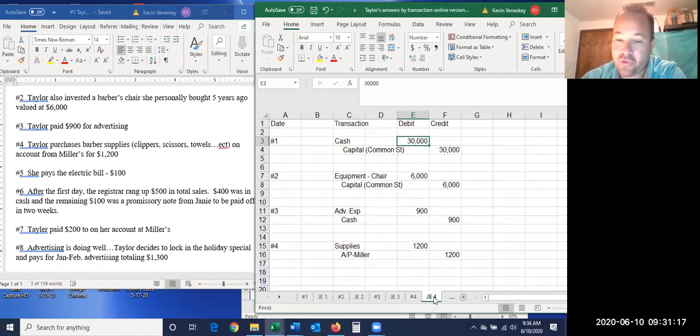Now we come to journal entry number 4, and the journal entry is going to look just like what we did on the T accounts. We're going to debit the account that we got, supplies, and then we're going to credit how we got it. We got it on account, AP, accounts payable, and then who it was, Miller. That's the store we owe. And so I put that over here in my credit column.